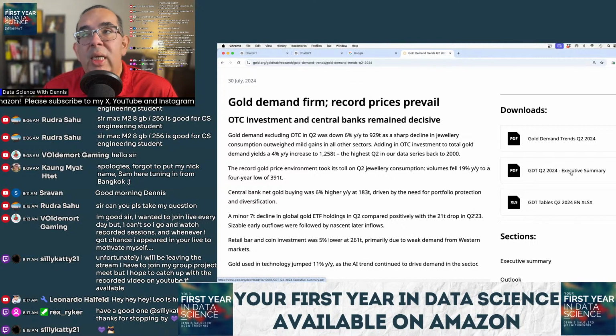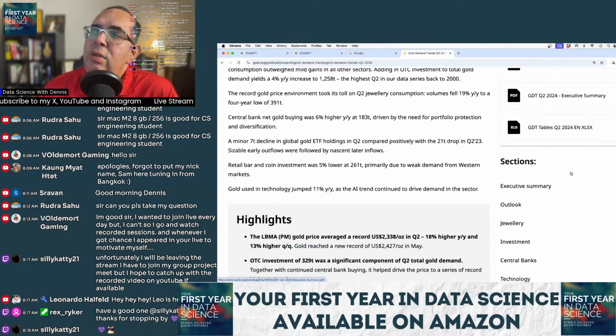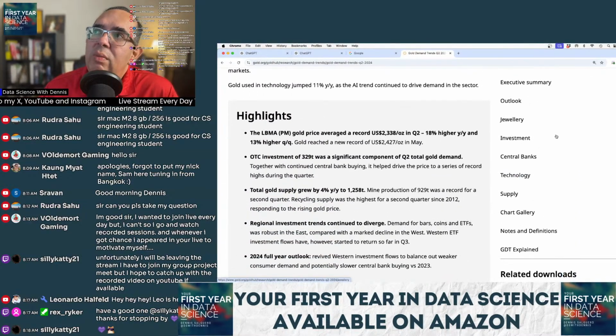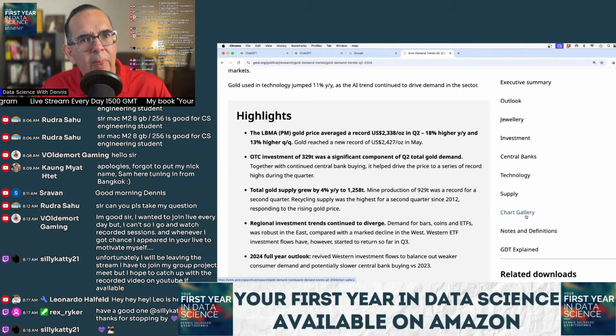Sometimes they mention methodology in there, which is also very important. You should understand the methodology that they're using. And you kind of just go from there, right? Here we can see that they're breaking out the report into jewelry, investment, central banks, the technology behind it, the supply. And then, wait a minute, chart gallery, that sounds like something we should be interested in too, right?